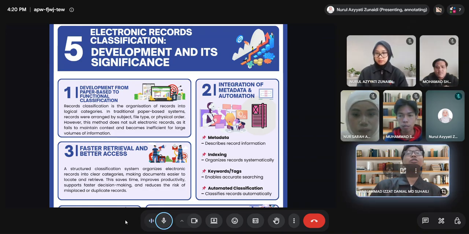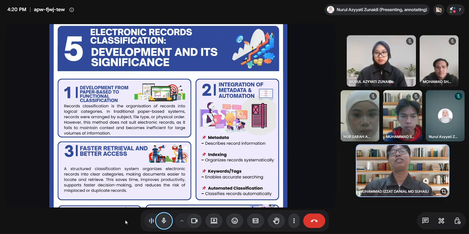So let's go for the first one. Development from paper-based to functional classification. In the past, records were organized by subject or stored as physical files, which worked well for paper records but became less practical with electronic records. To improve this, organizations adopt function-based classification where records are organized based on business functions, activities, and transactions. This approach makes records easier to manage, retrieve, and maintain throughout their life cycle.